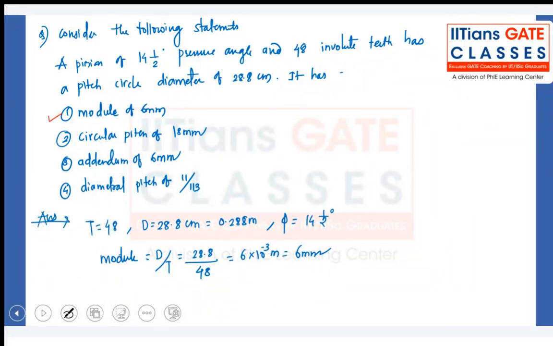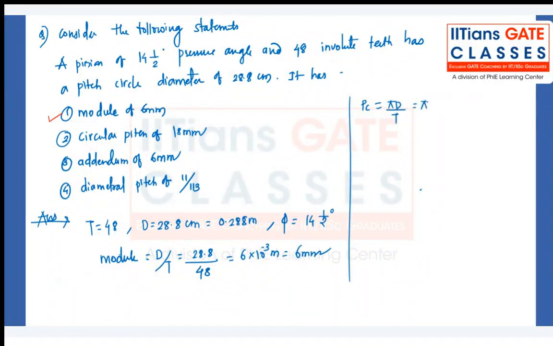What about the second? Circular pitch of 18 millimeter. What is the circular pitch formula? Circular pitch is equal to pi d by t, or you can also write it as pi m. So pi multiplied by 6 millimeter. You know pi is 3.14, and multiplying by 6 gives you 18 point something. So 18.84 millimeter is the correct answer. So this is incorrect. It's not exactly matching 18.84.